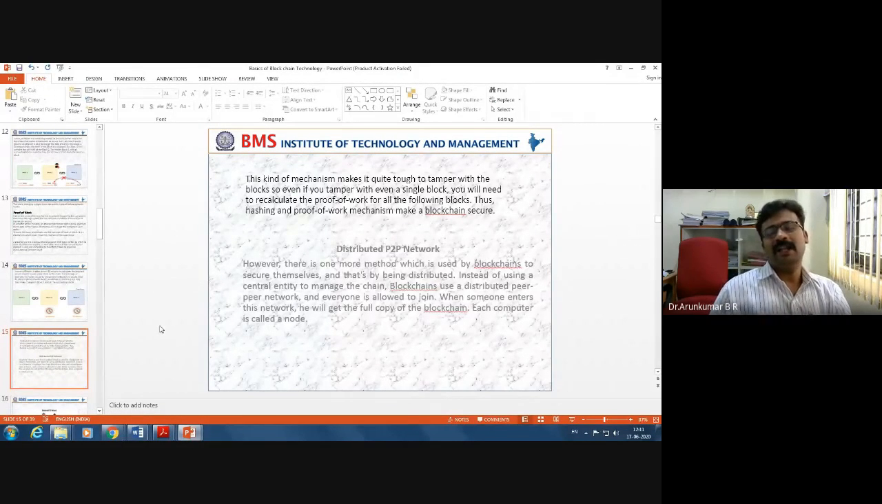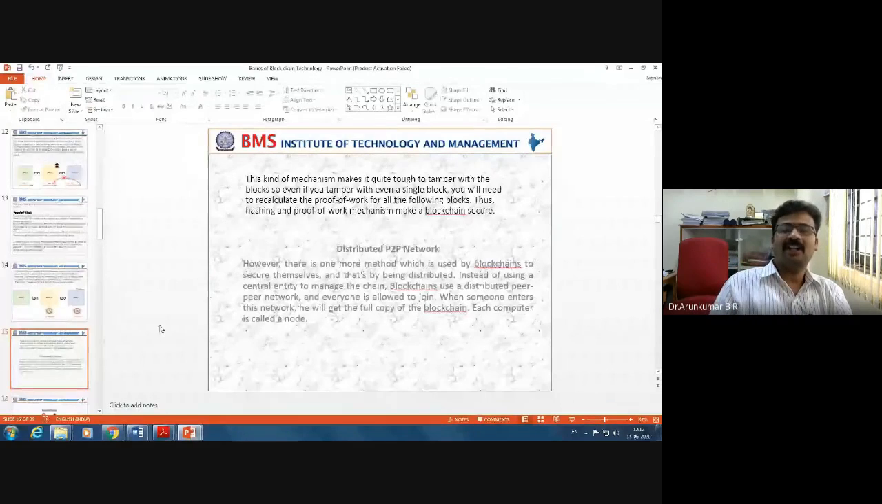There is one more model which brings security to the blockchain, called the distributed peer-to-peer network model. This model secures itself by being distributed. What we have seen so far is a kind of chain, a blockchain, right? But here you are looking at a different architecture, a distributed architecture. Instead of using a central entity to manage the chain, as in the previous case, blockchain uses a distributed peer-to-peer network, and everyone is allowed to join. When someone enters the network, he will get a full copy of the blockchain. Each computer is called a node here.